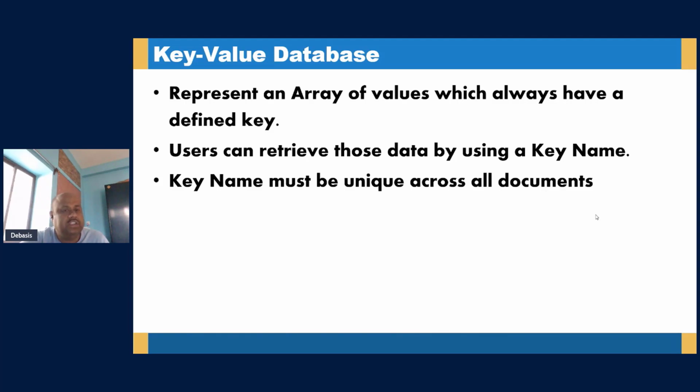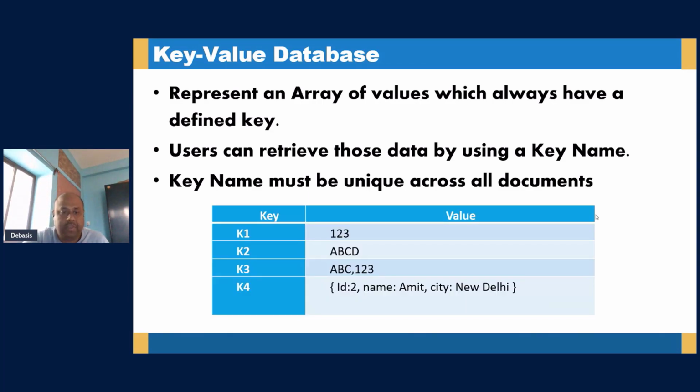That means if one record is inserted against a particular key name, that same key name cannot be used for another set of records. If we use the same key name for another set of records, then whenever we fetch the data, we'll get both records. So this is an example of the key value pair database.